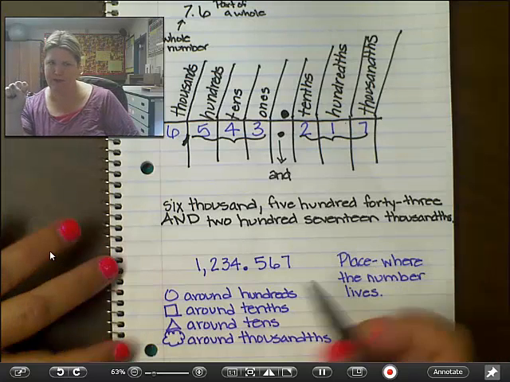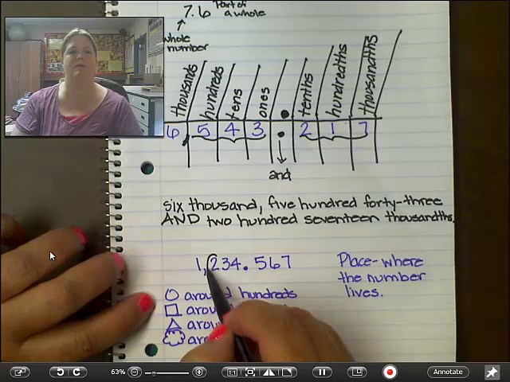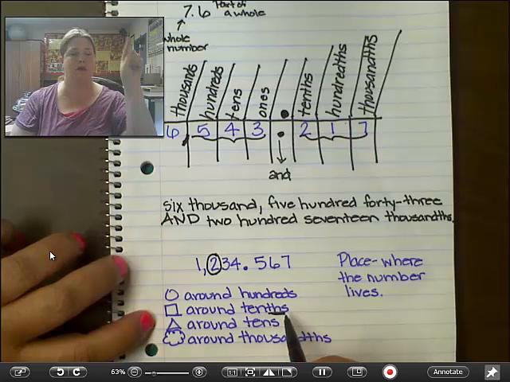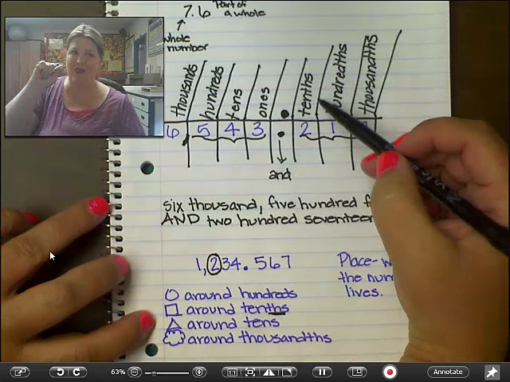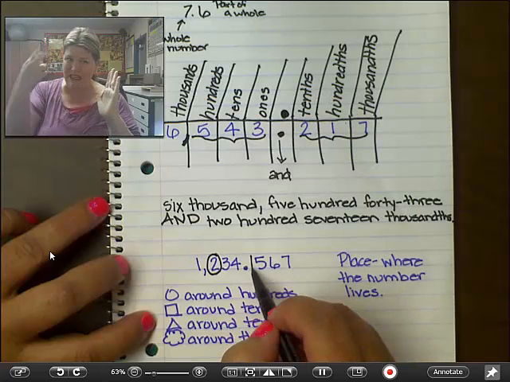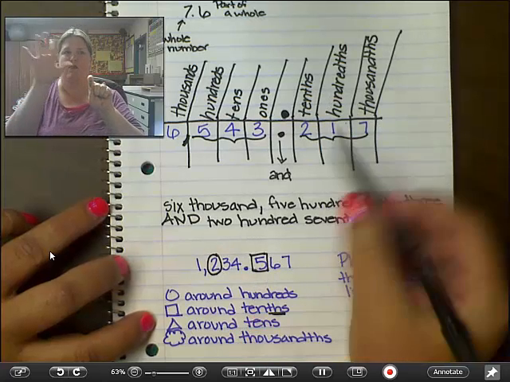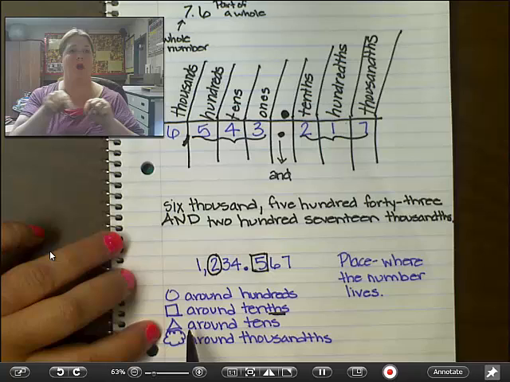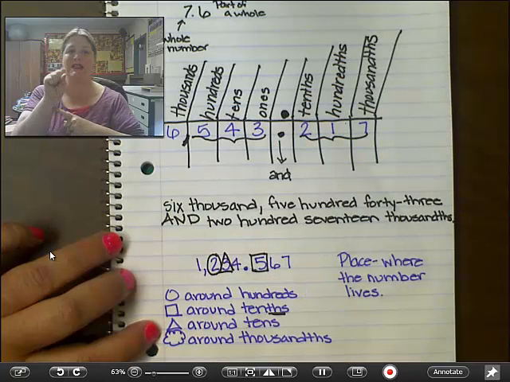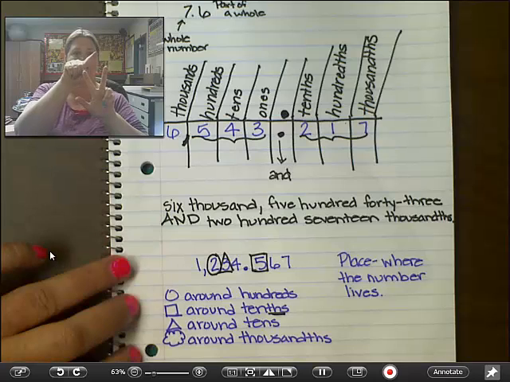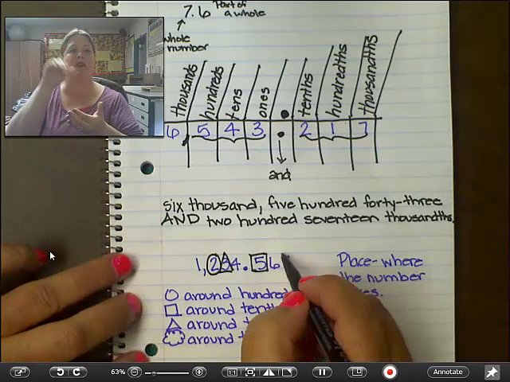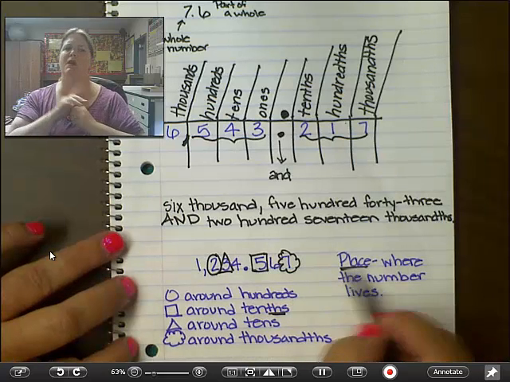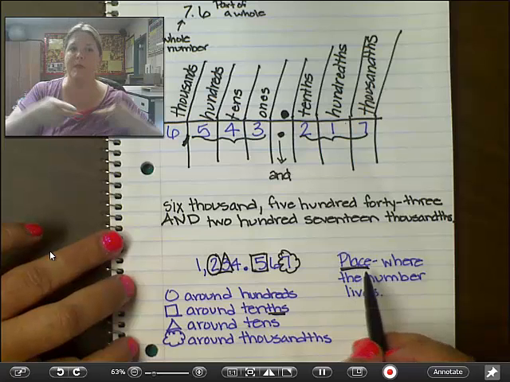Okay. What you should have had, 0 around the hundreds, is the 2. Square around the tenths. Remember, here's our TH. We look up here at the chart. There's TH. So I'm going to square around the number in the tenths place. That's the number right after the decimal. Put a triangle around the number in the tens, which is going to be our 3. And then put our bubbly cloud around the number in the thousandths, which you should have put around the 7. Need to make sure that you realize place is where the number lives.